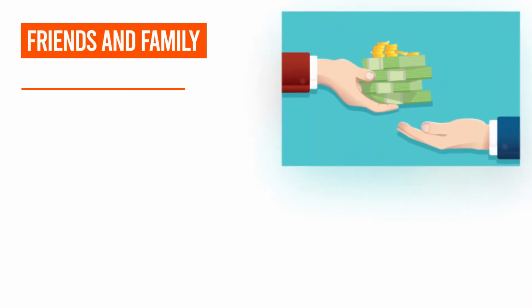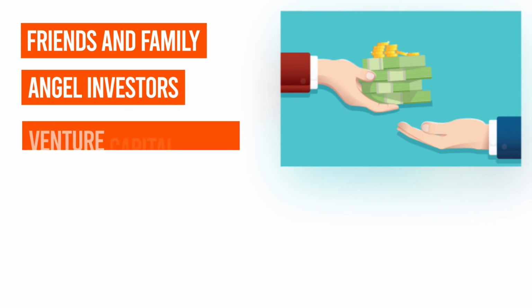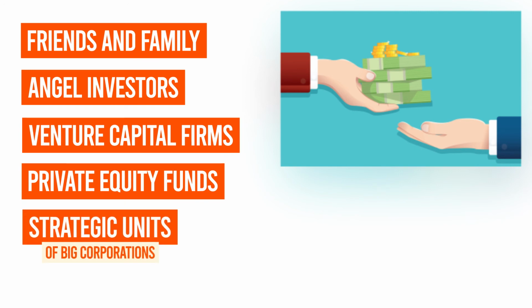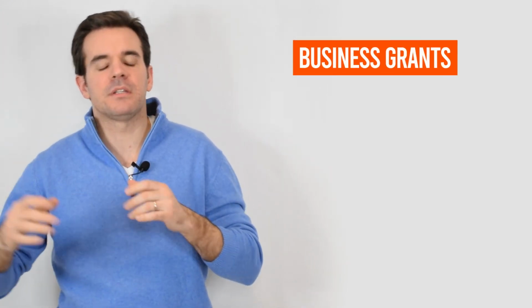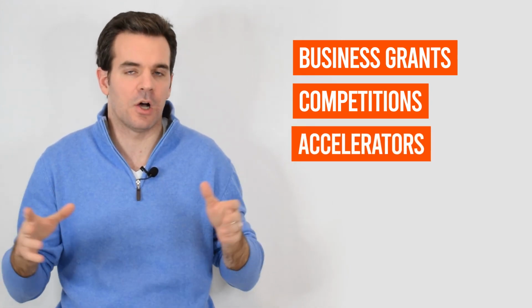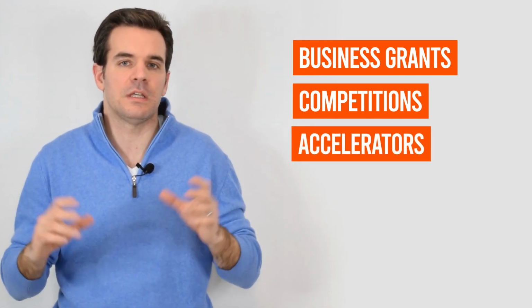Now, there are also alternatives to the SBA and to the loans and financing structures that we have been discussing. Some of the most common are the following: friends and family, angel investors, venture capital firms, private equity funds, and strategic units of big corporations. Additionally, you also have business grants, competitions from universities, and accelerator and incubator programs that can actually help. That could be a great alternative if you're starting up.